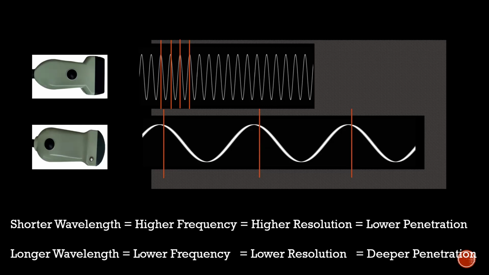Unlike in low-frequency probes like your curved probe, larger waveforms allow less waves per second or less tissue cuts to create poorer image or low resolution. But because of the lower or fewer number of waveforms per second, energy doesn't attenuate as much. Hence, it can penetrate deeper structures.